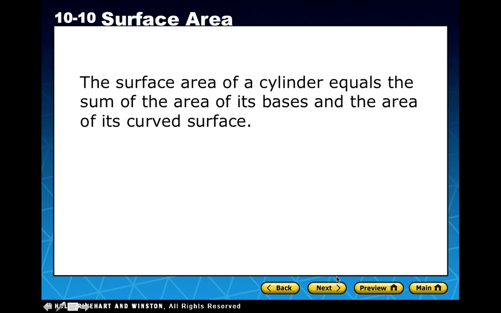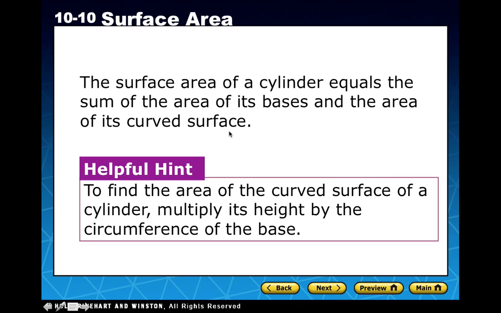So the surface area of a cylinder equals the sum of the area of its bases and the area of its curved surfaces. And remember that the curved surface is actually, if you open it up, it's just a rectangle. Okay, so we're going to multiply its height by the circumference. Remember, the circumference is the perimeter. And we'll multiply by how tall it is.